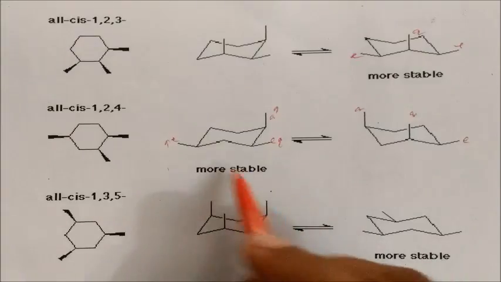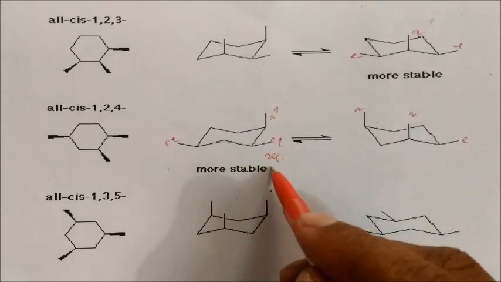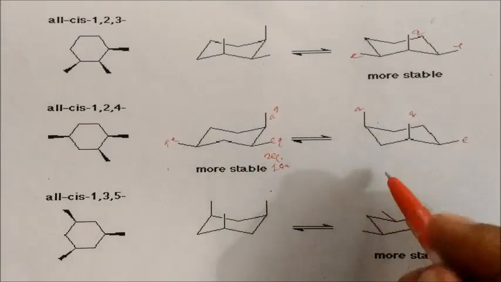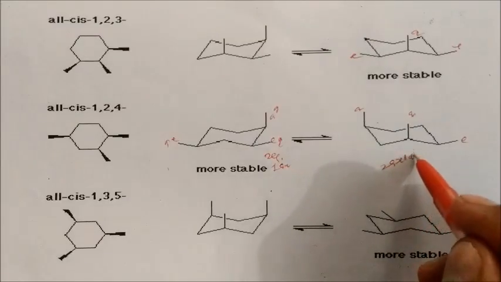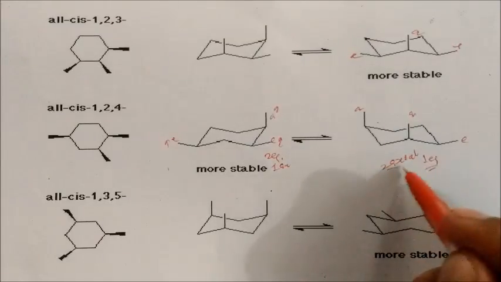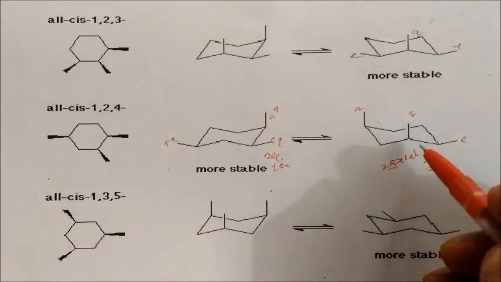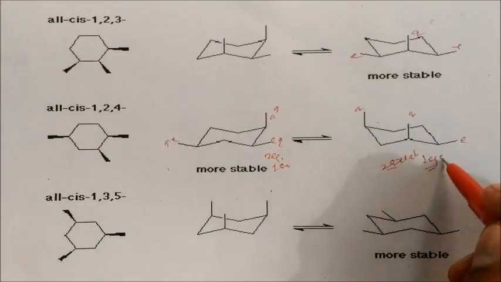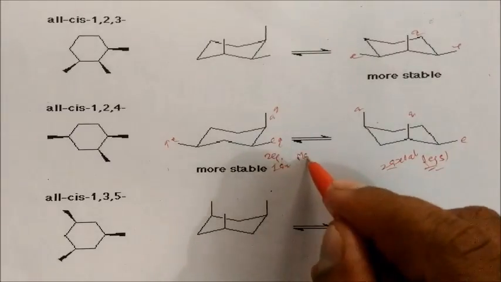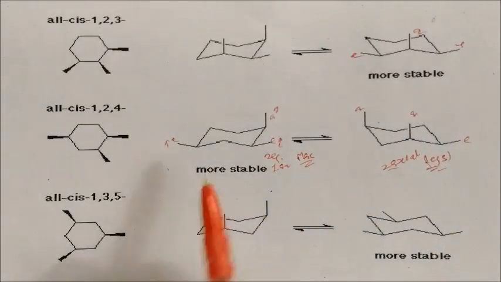So this is more stable, because there are two equatorial and one axial. In this case there are two axial and one equatorial. So there are more 1,3-diaxial interactions over here. So this is again less stable. This is again less stable. This is more stable in terms of energy.